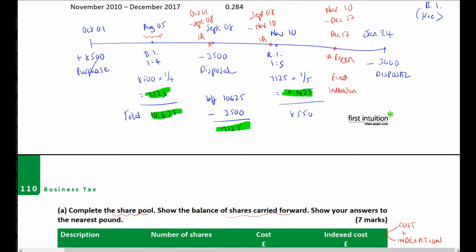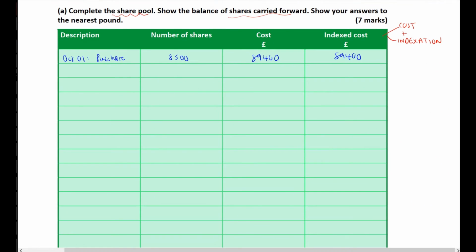Great. What happened next? Next thing that happened in August 05 was a bonus issue at 1 for 4. If you've already gone to the effort of doing the working in your timeline, then great. You already know how many extra shares to add. If you haven't done it in the working, then you can do it now. That's also fine. Zero cost because it's a bonus issue, and a zero impact on the index cost column because it's a bonus issue. It's free shares.